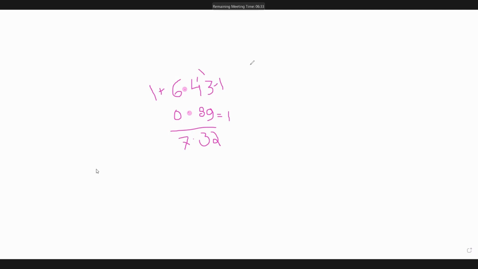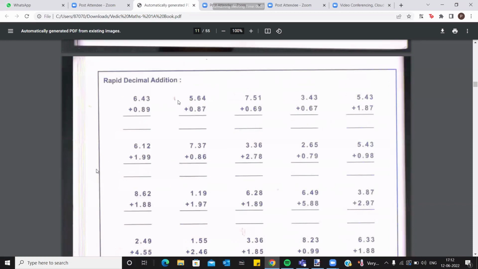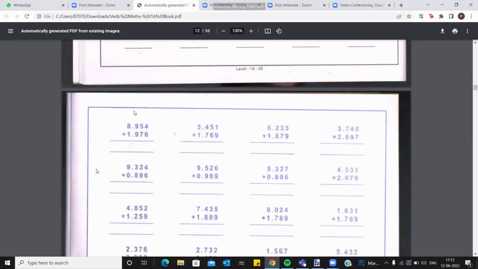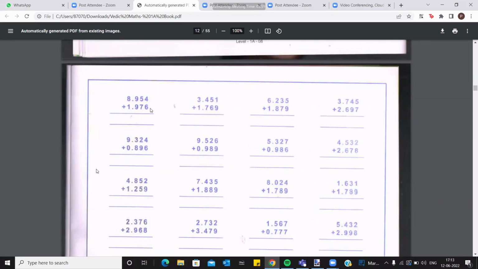Next, so this was 3-digit. Next we will be doing 4-digit. 8.9. These sums I'm taking from the book. Okay, so please refer to the book if you want to see the questions. This is the first sum, no? You can see 8.954 plus 1.976.